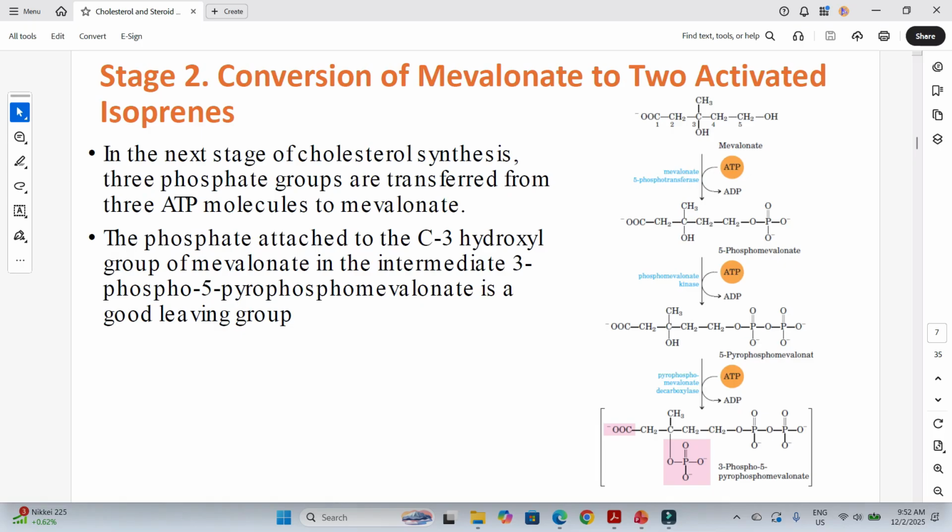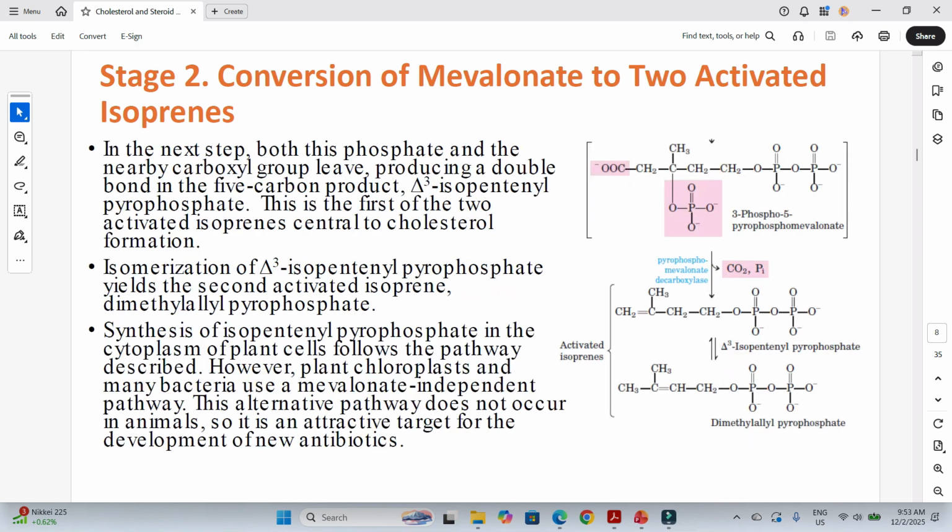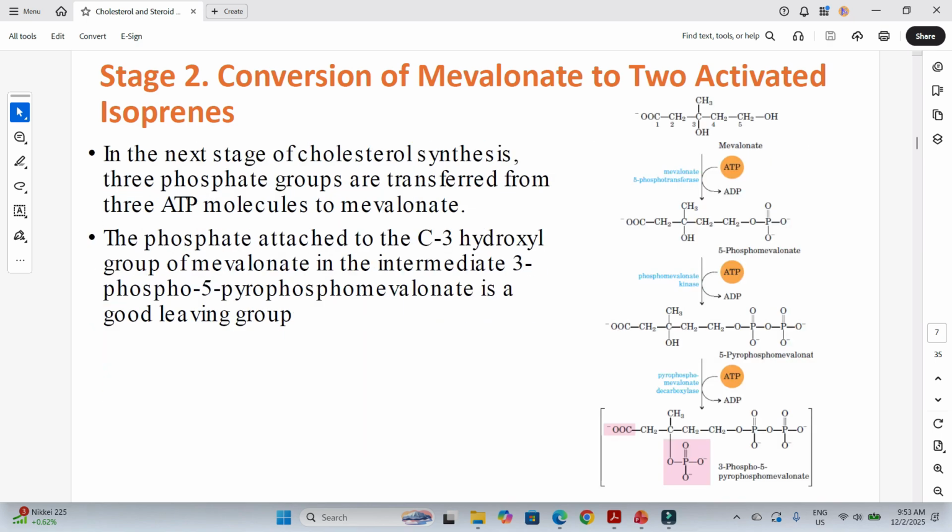So you end up producing 3-phospho-5-pyrophosphomevalonate. Now this is catalyzed by pyrophosphomevalonate decarboxylase. I want you to look at the reaction. Notice that there is a bracket here. The bracket indicates that that substance is an intermediate that is formed at the active site, but is not actually the final product of the reaction.